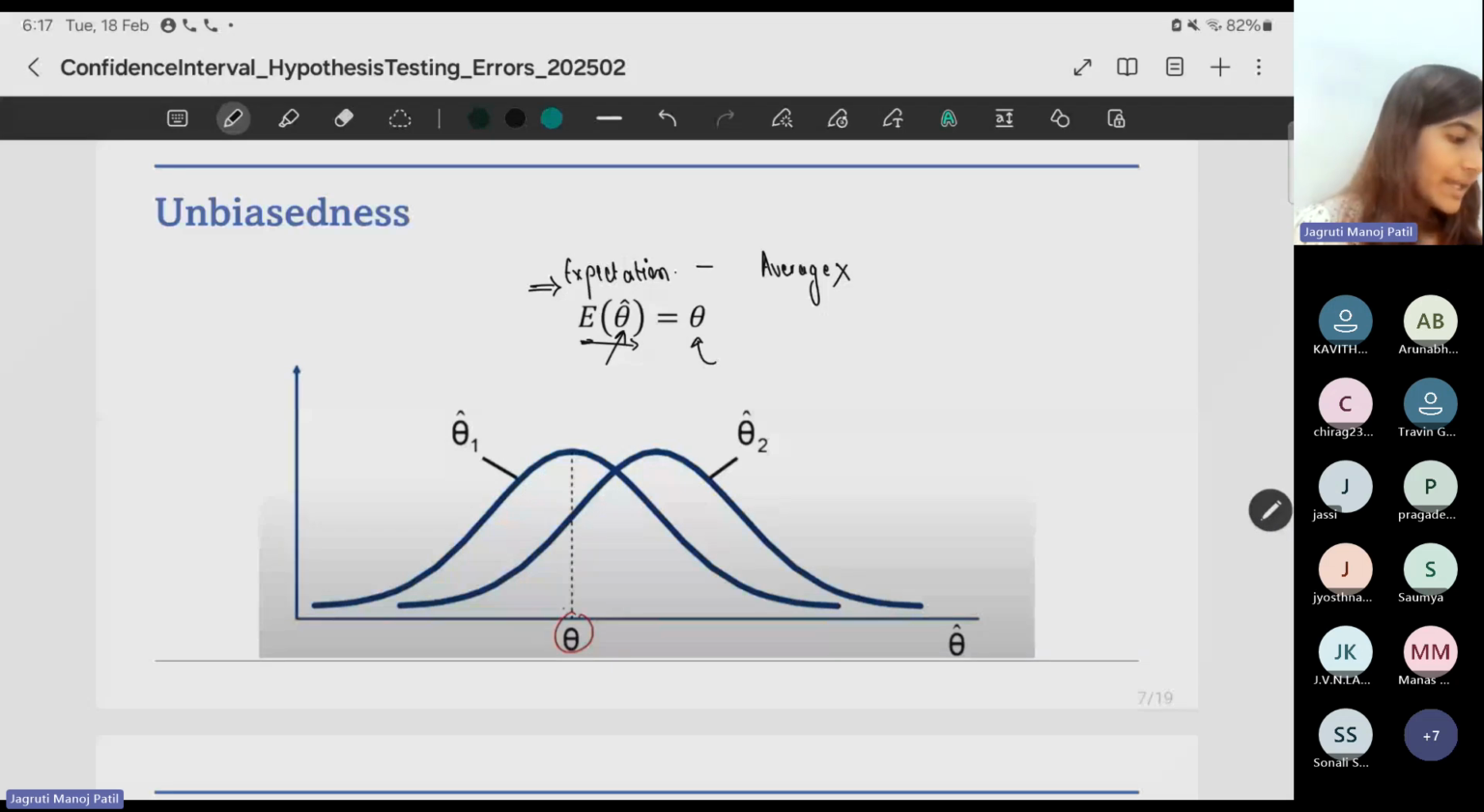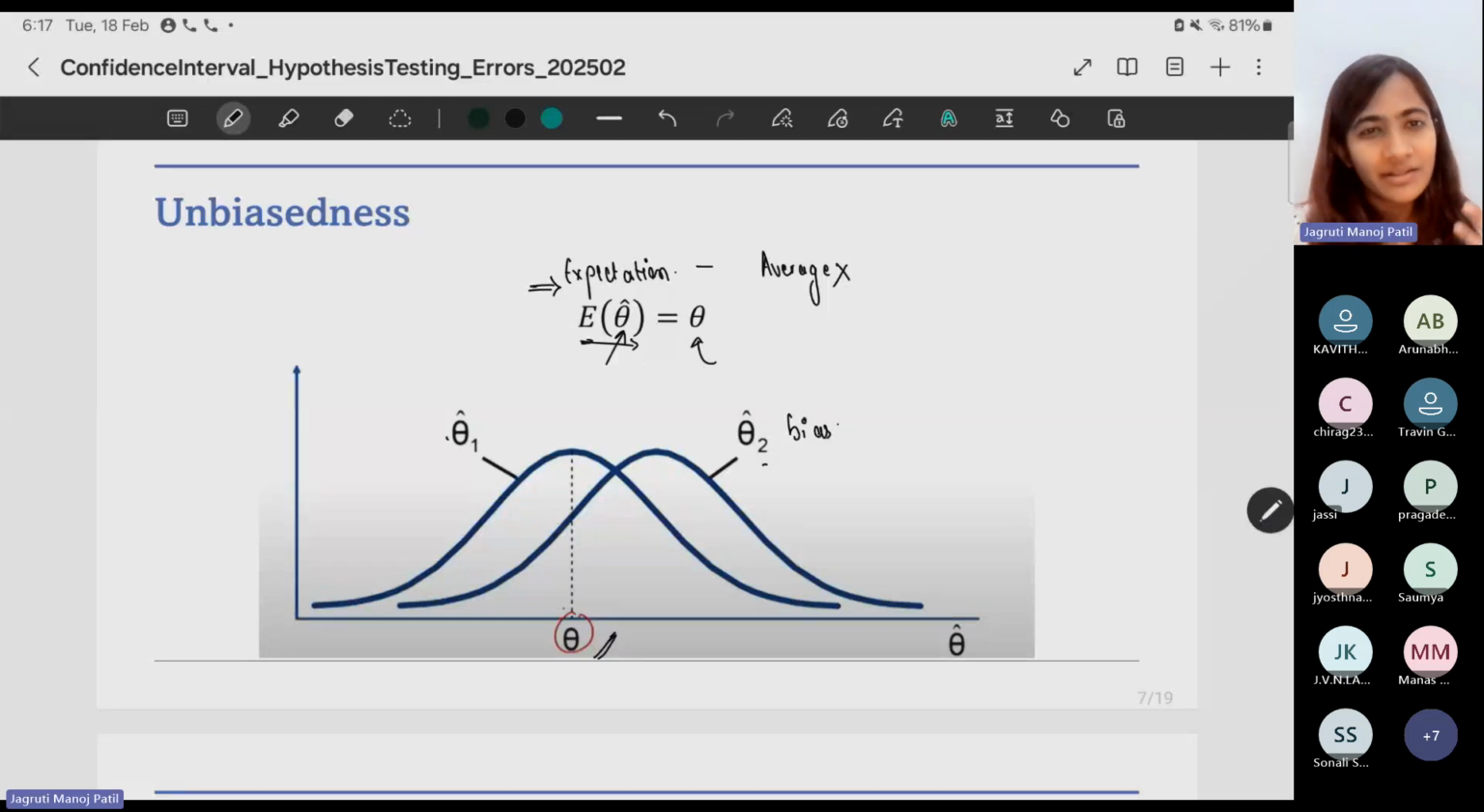But how can we see so? Over here, you see the first distribution for theta cap 1, and another distribution for theta cap 2. For theta cap 1, the expectation of the distribution, where the mean is lying, is nothing but at theta. So we say that the expectation of theta cap 1 is equal to theta, but it's not equal for theta cap 2. Hence, we say that this particular estimator, theta cap 2, is biased. So we can't consider that anymore, and it's not good practice to continue.